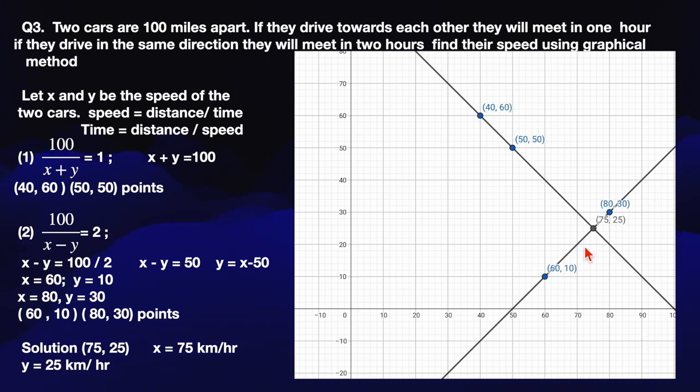Okay, they both intersect at this point. Let's find the coordinates of this point. If you draw a line like this, you can see that the x coordinate is 75. Draw a line like this, the y coordinate is 25. So solution is 75, 25. That is x is equal to 75 kilometers per hour and y is equal to 25 kilometers per hour.